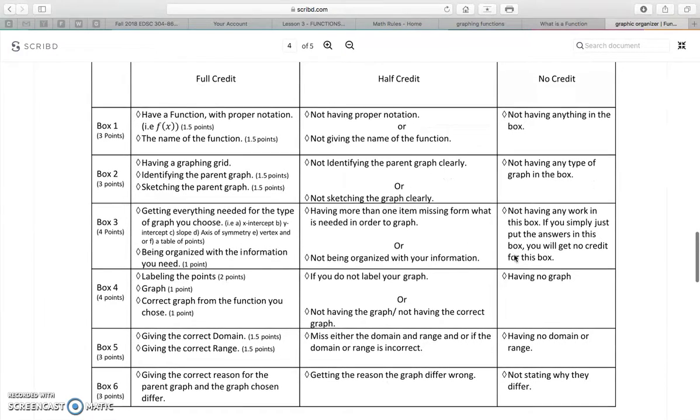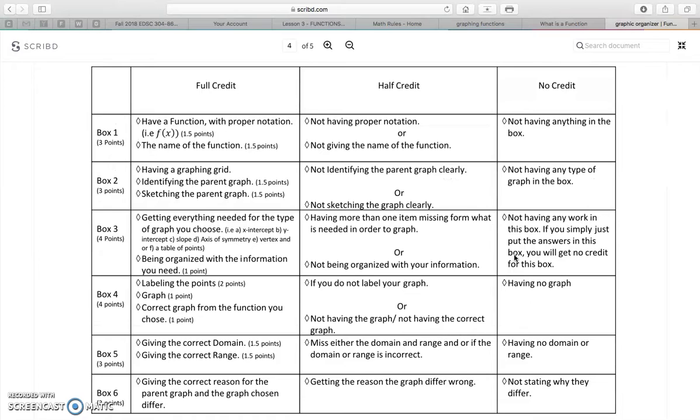And then here are the details of how I'm going to be grading it. This is an assignment worth 20 points. Each box is worth a different amount. Box 1, 2, 5, and 6 are worth 3 points. Box 4 and 3 are worth 4 points because of how much more work they are compared to the rest of the boxes. And as you can see, if they have nothing at all, they get no credit. They get half credit for not having proper notation or giving the function name. Just little things that I think are important in order for them to get full credit are what's going to take off for half credit.